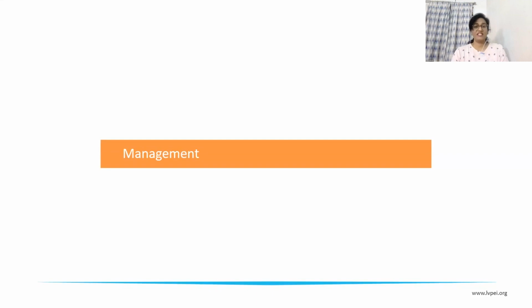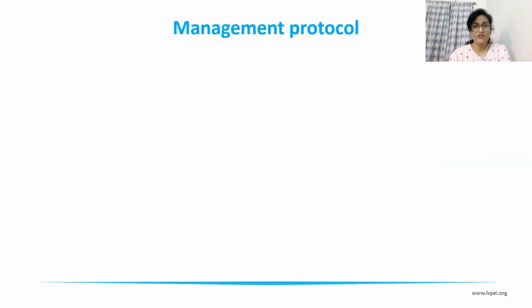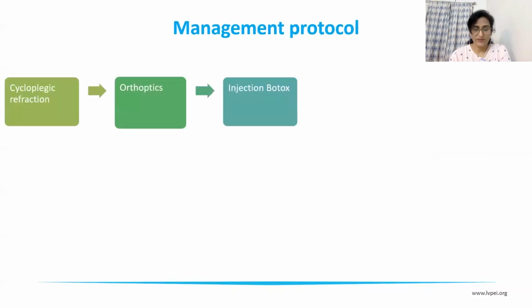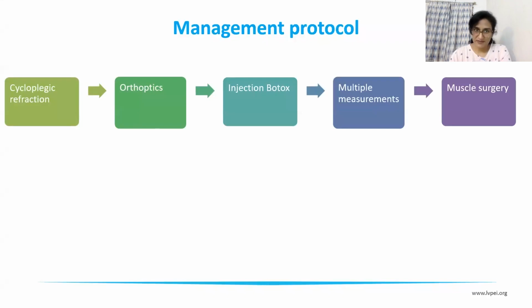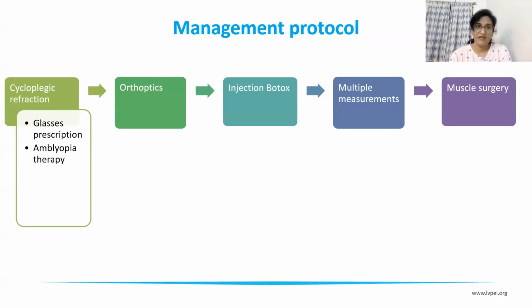Let's briefly touch upon management of these cases. So once we diagnose a case that comes to the clinic as acute acquired comitant esotropia, how do we think about managing? This is a rough protocol. We usually follow this pattern. First, we have to do a complete cycloplegic refraction in the first sitting. We have to give glasses if required. We have to start amblyopia therapy. So that is the first thing that we do in such cases.